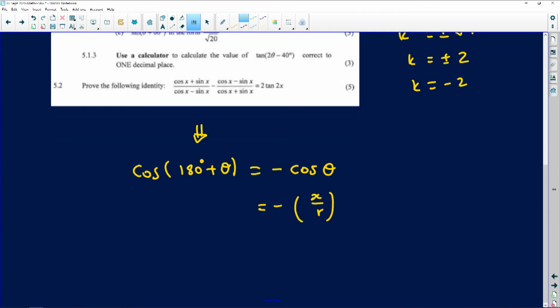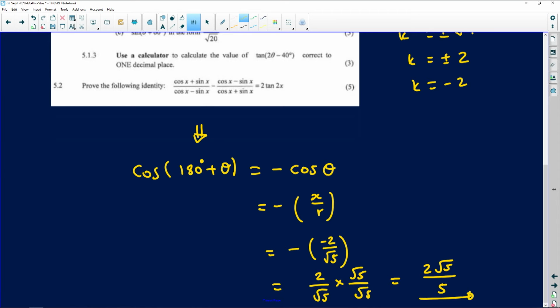Okay, x over r. So that's simply going to become negative. My x value is negative 2, and my other value is actually the square root of 5. So if you simplify this further, you end up with a solution of 2 over root 5. I don't know if they said they want this, but you can rationalize and be nice. Be nice to people. Multiply by root 5 over root 5, and you get 2 root 5 divided by 5 as the solution to the value of cos(180 degrees plus theta).